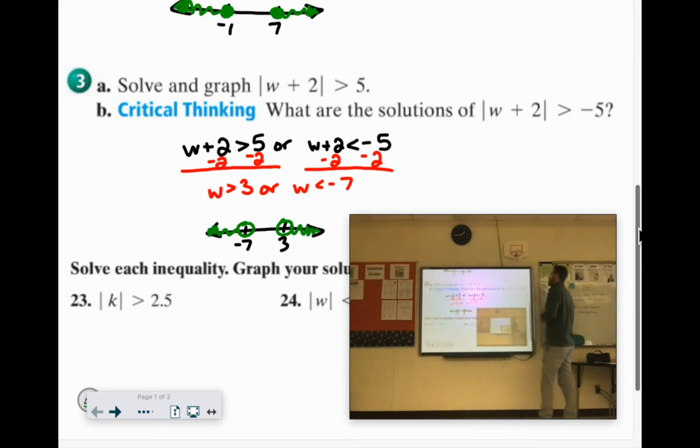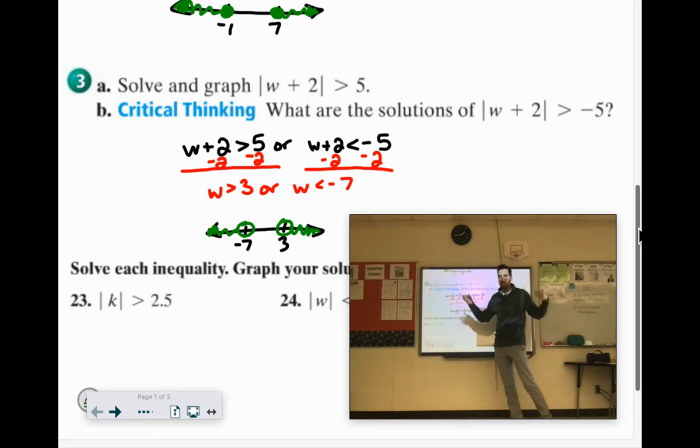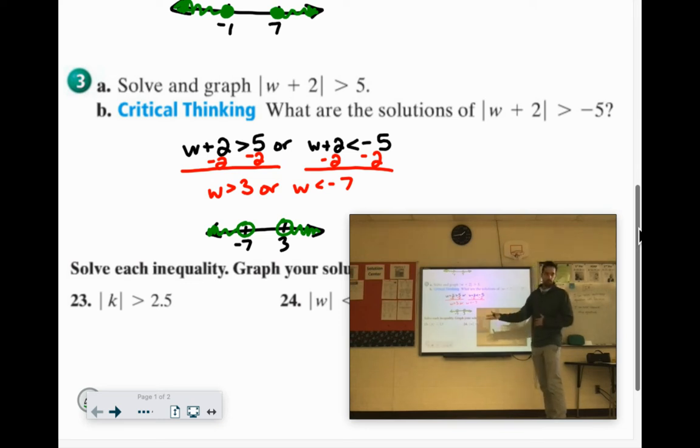Part B, what are the solutions of the absolute value of W plus 2 is greater than negative 5? Can something have negative distance? No. So just like if that was equal to, it would say no solution. Same thing here. You can't have the absolute value be, well, actually that's not true. You can't have it be less than negative 5.